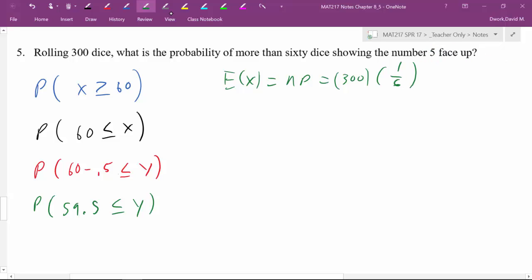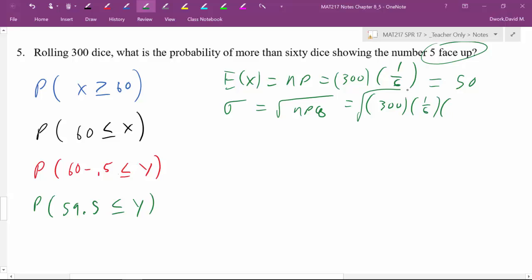So therefore, that's a nice number, right? Thank you for doing that. 300 divided by 6, well, 30 divided by 6 would be 5, so that'd be 50. So therefore, I expect to get 50 fives. Now, the standard deviation would be equal to the square root of n times p times q. So that would be 300 times 1/6 times the probability of me not rolling a 5, which would be 5/6.